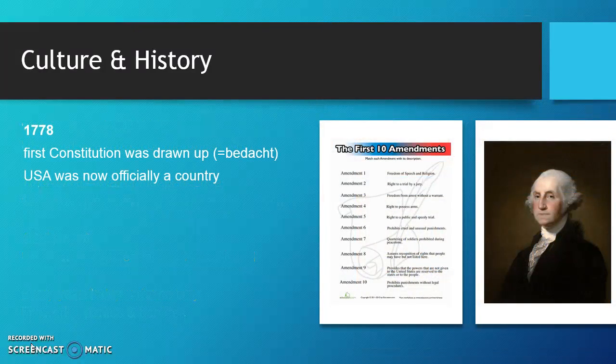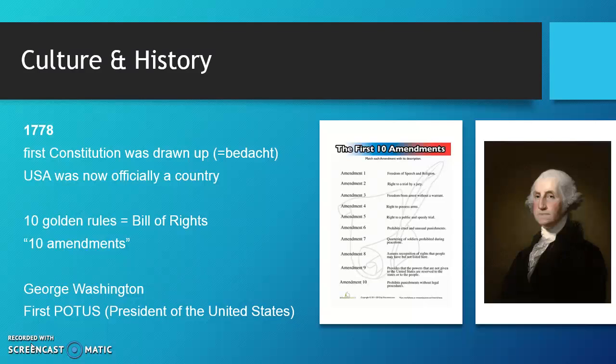In 1778, the first Constitution was drawn up, and so the United States of America came to exist. In the first Constitution were 10 golden rules, the 10 Amendments, giving people certain rights, like owning a gun and having the right to a speedy and just trial. The first President of the United States was George Washington.